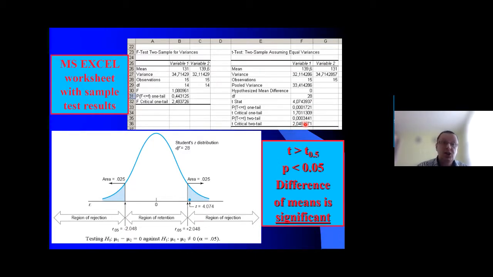We should reject the null hypothesis and also examine the significance level. Yes, it's also very, very small. We have 3 zeros after the decimal dot. It's overwhelming evidence, strong evidence.